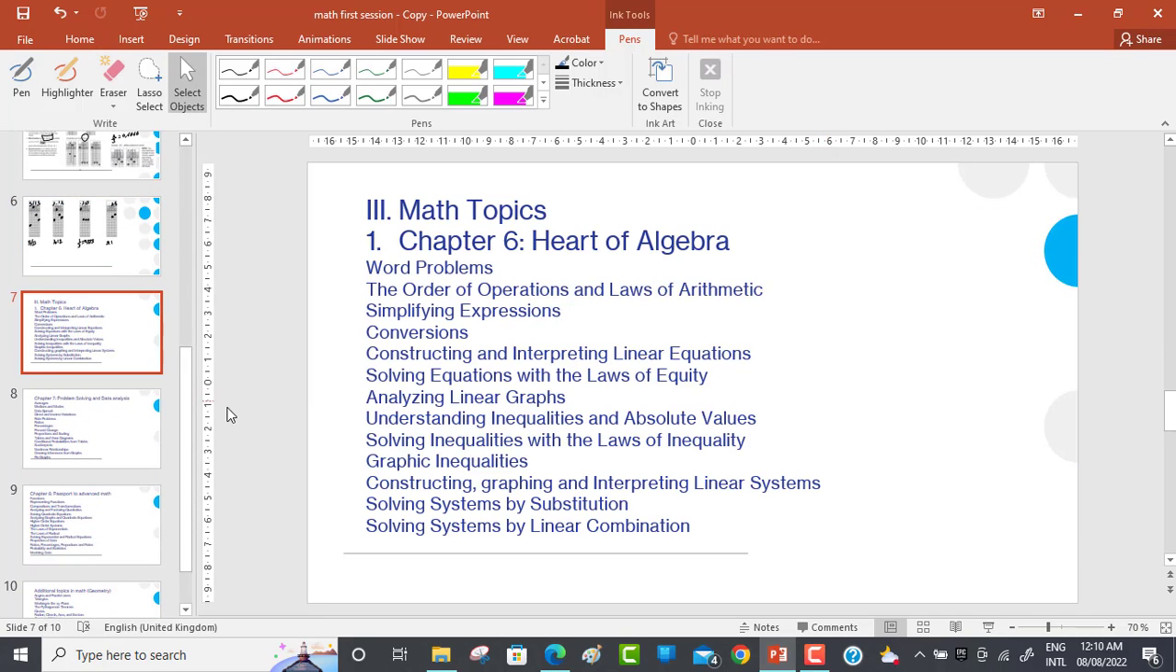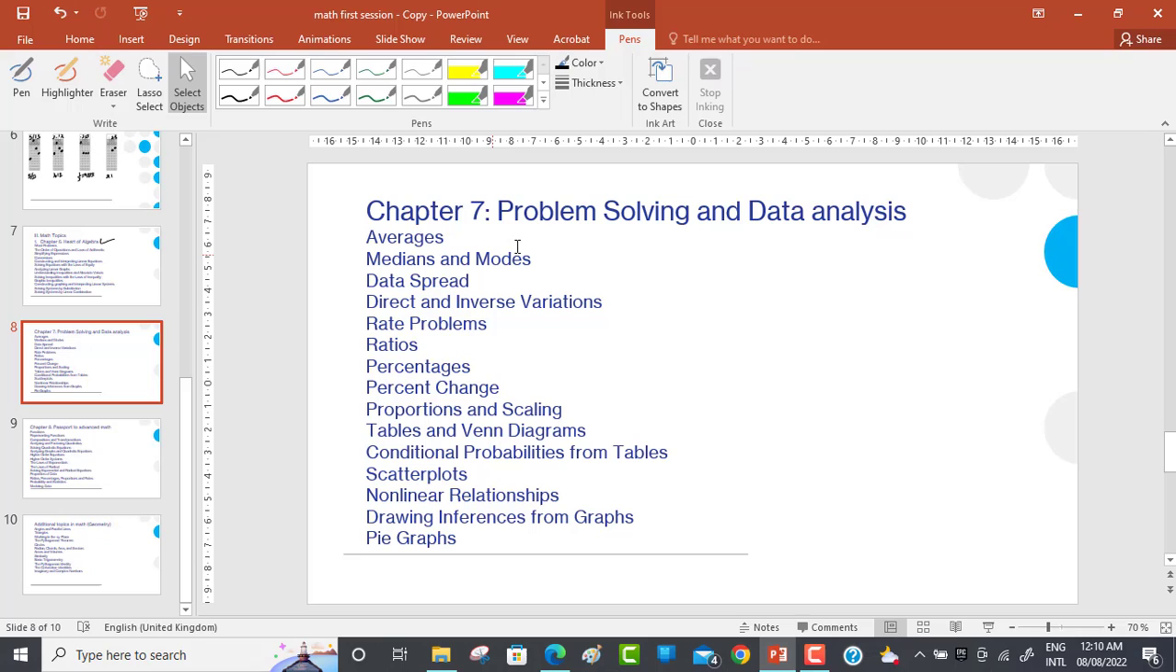In math we have 4 chapters. The first chapter is Heart of Algebra. It contains many lessons about algebra. All are easy lessons. The second chapter, chapter 7 in the book, is about problem solving and data analysis. It is about statistics in 1 variable and statistics in 2 variables. Also it's an easy chapter.